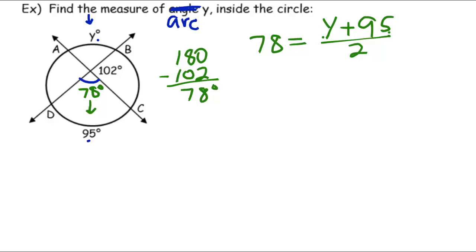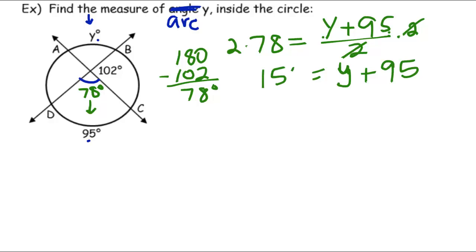So the angle measure equals the sum of the two arcs divided by 2. Well, we know we have to solve for y. Got to get rid of this fraction. So the first thing I want to do is multiply by 2, and that's going to clear my fraction. So I'm going to multiply the left side by 2. Those 2's then cancel, and over here I'm going to get y plus 95 equals 2 times 78. That's 156. Now subtract the 95, and y equals the arc measure, and that arc measure equals 61.